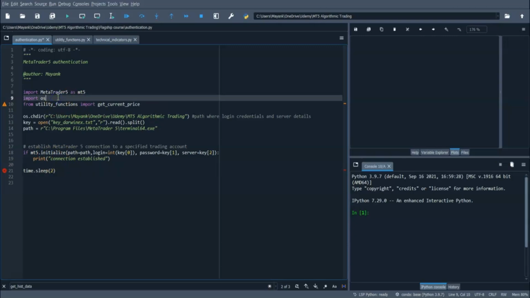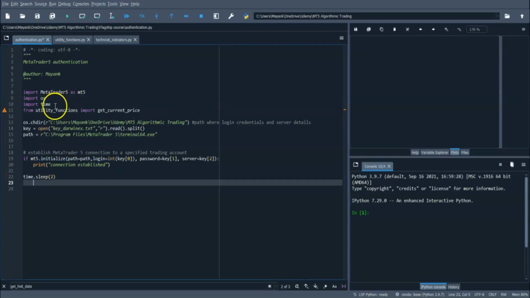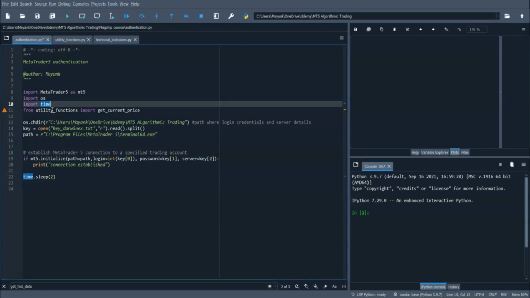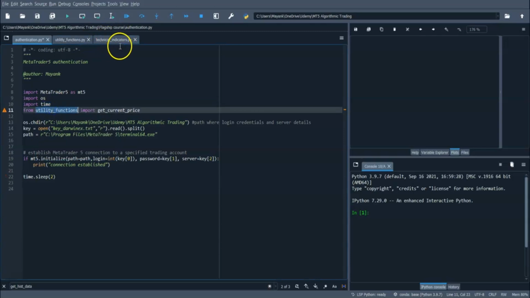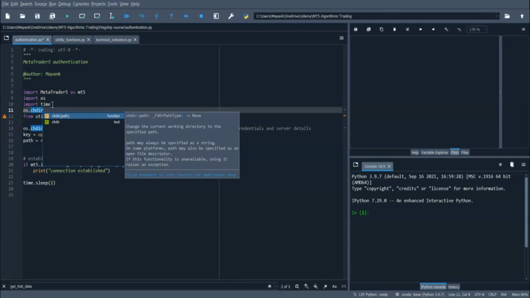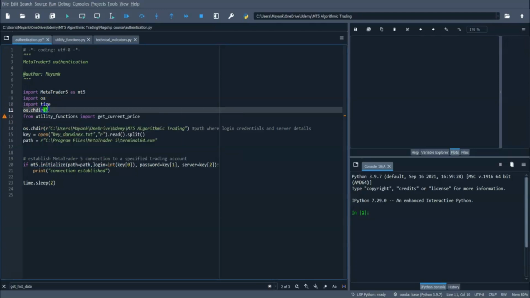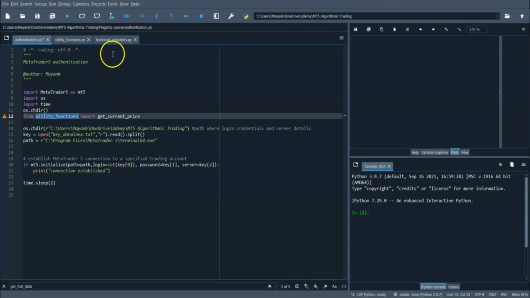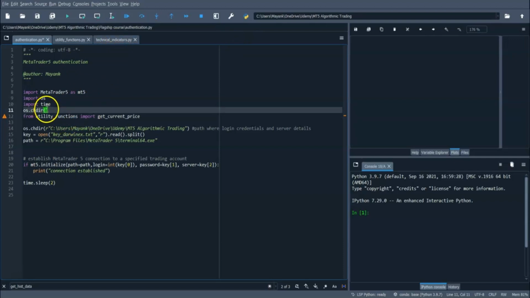And let me import time here as well. Right, one more important thing is that this utility function and technical indicators, wherever you have stored these scripts, you will have to use the change directory function of the OS package and mention where you have stored these Python scripts. Otherwise, your system would not know what is utility function and what is technical indicators.